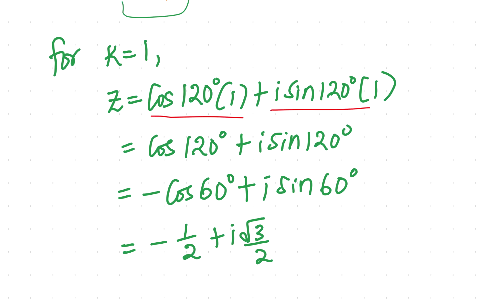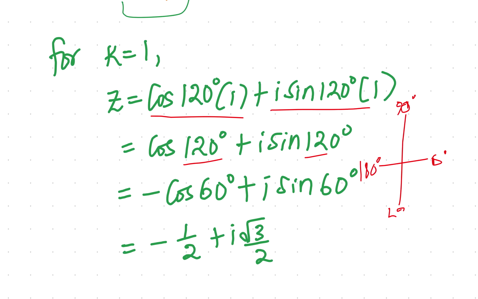Now, since you are dealing with 120, it's not in the first quadrant. If you look at the quadrant again, this is 0 degrees. This is 90 degrees. This is 180 degrees. And this is 270 degrees. And finally, again, 360 degrees.